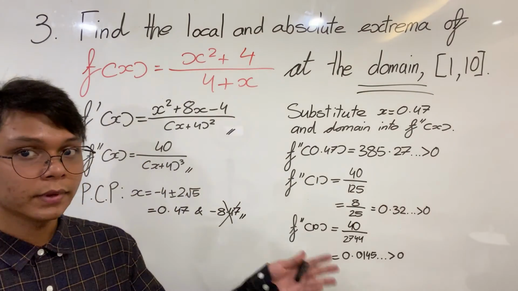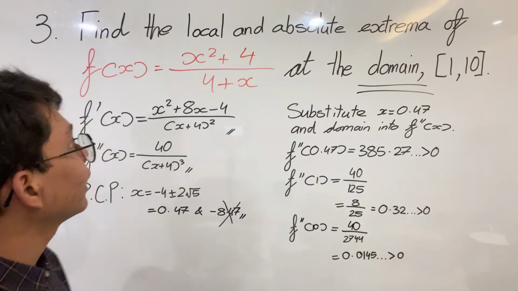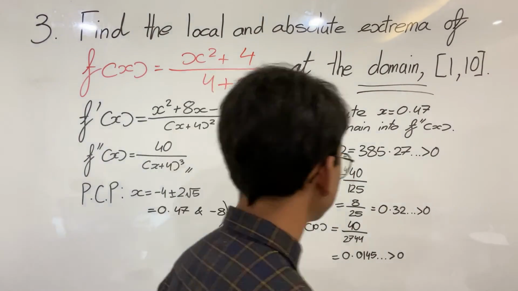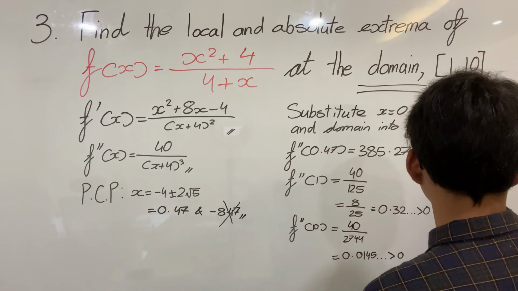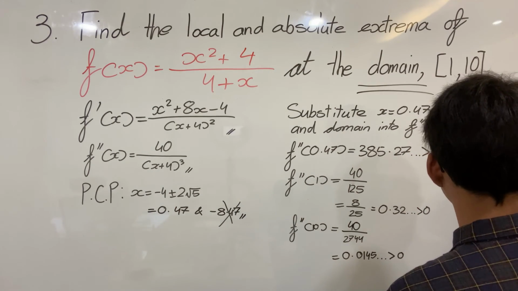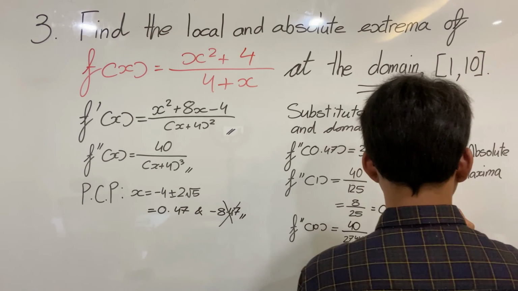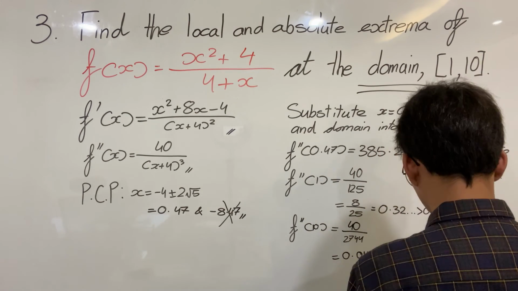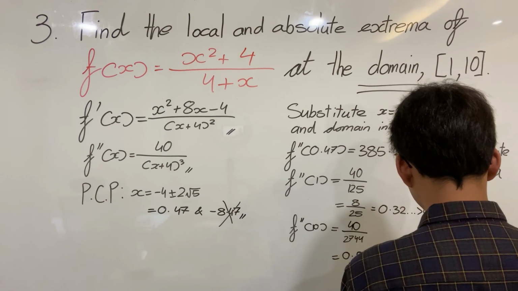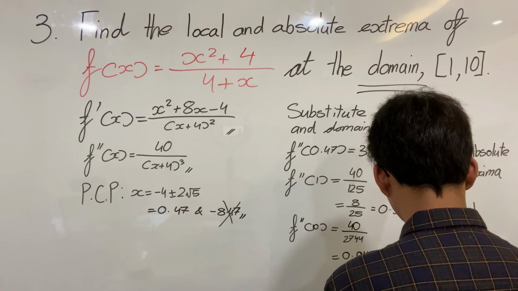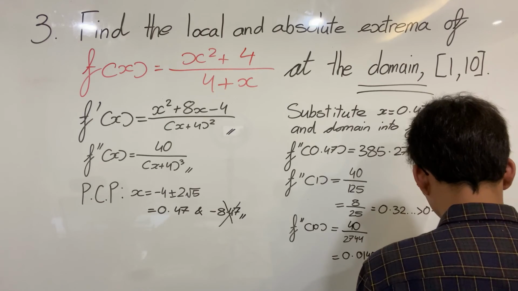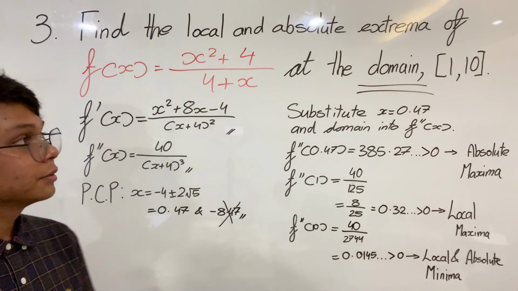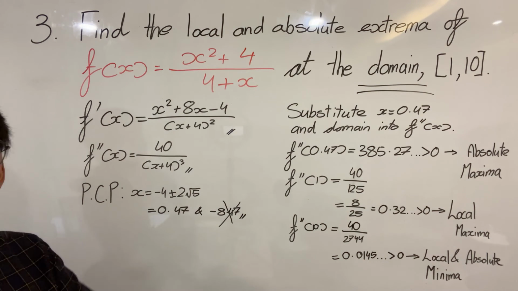So we found the extremas. Now we're going to classify them. This is an absolute maximum. This is a local maximum. And this last one is the local and absolute minimum. So that's the answer for this question.